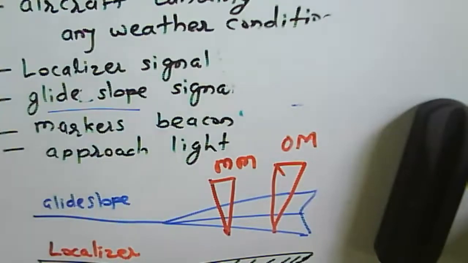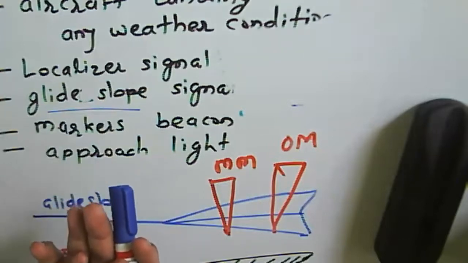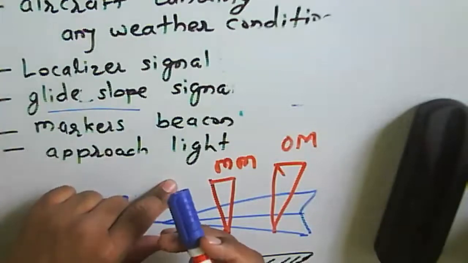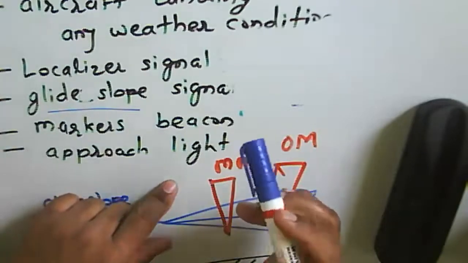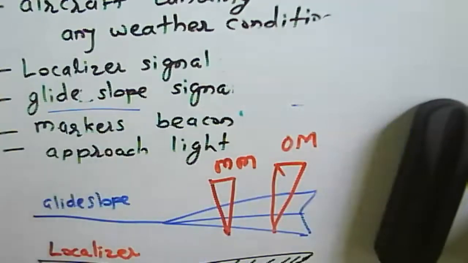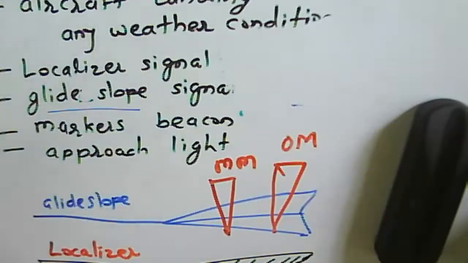Okay, so a particular signal will provide you the information regarding how much the height of the aircraft will be. Mostly we can say it is in terms of feet if it is the inner marker. If it is the outer marker, it will be in terms of nautical miles, that is, the distance from the runway to the aircraft.